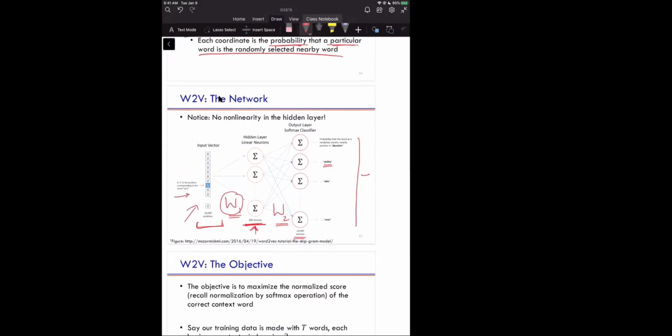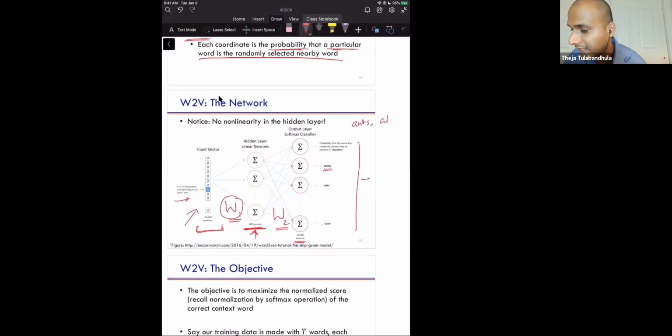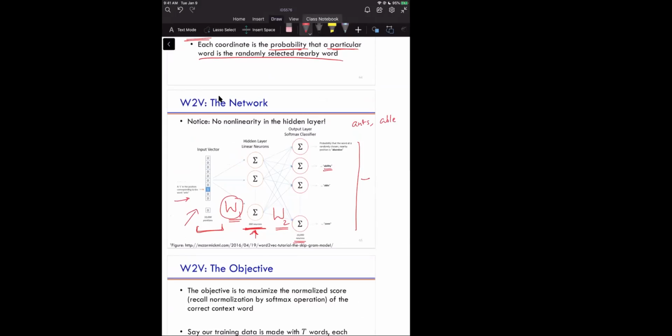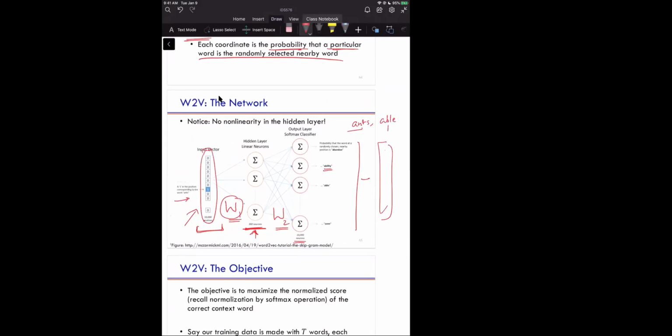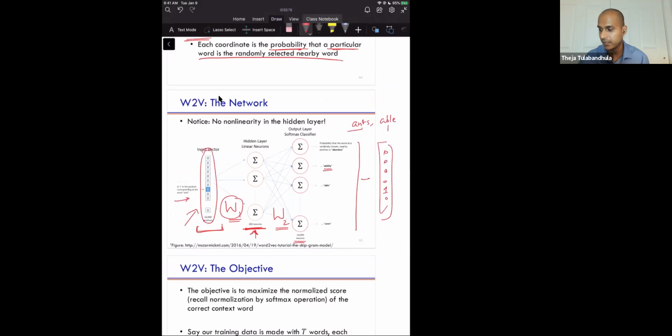If we have a word pair, the second word in the word pair will be one in the output. Let's say ants and able are a word pair for some reason. Ants will have an input representation, some one hot representation. Able will also have a one hot representation. That's the true label, 0, 0, 0, 0, somewhere a 1, 0. Ants will have some vector, 1, 0, 0. You want to go from here to here.